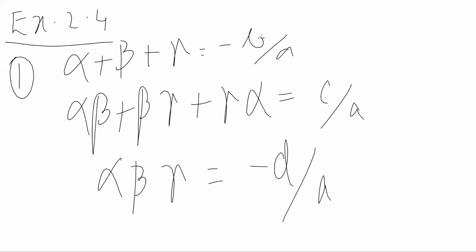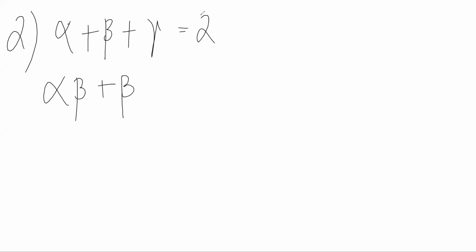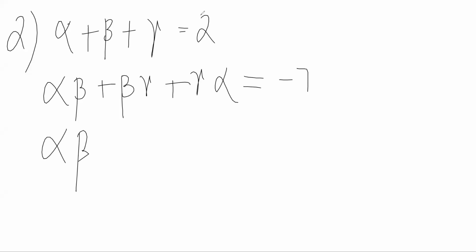Now we'll move on to the second question. In this question, alpha plus beta plus gamma is given, that is equal to 2, alpha beta plus beta gamma plus gamma alpha is equal to minus 7, and alpha beta gamma is equal to minus 14. Okay, these are the data given. You need to form a polynomial. So from this, you can understand that we should form a cubic polynomial.